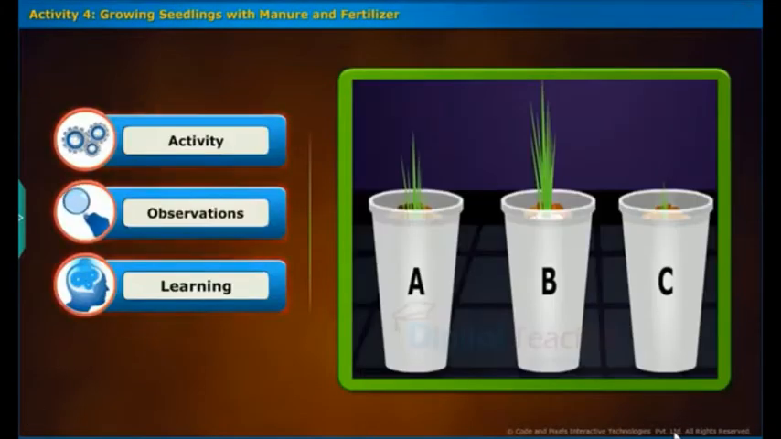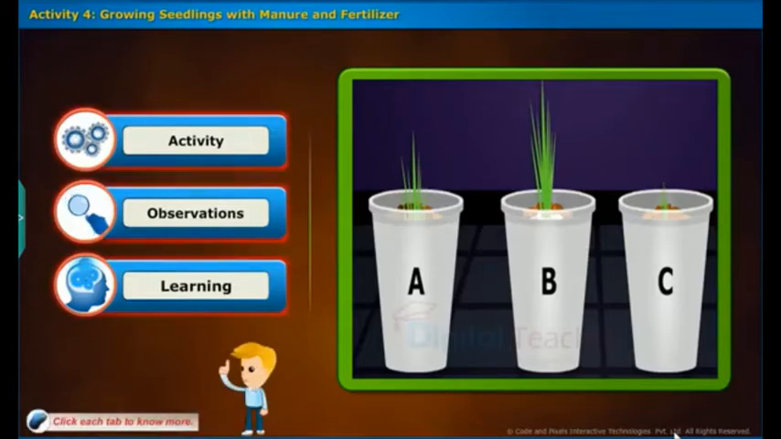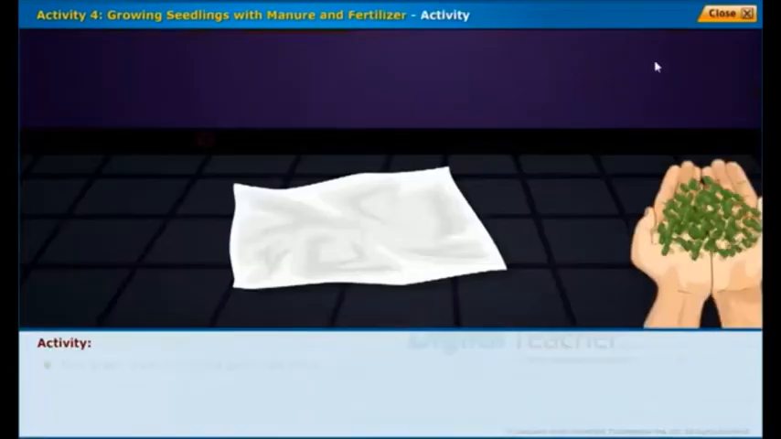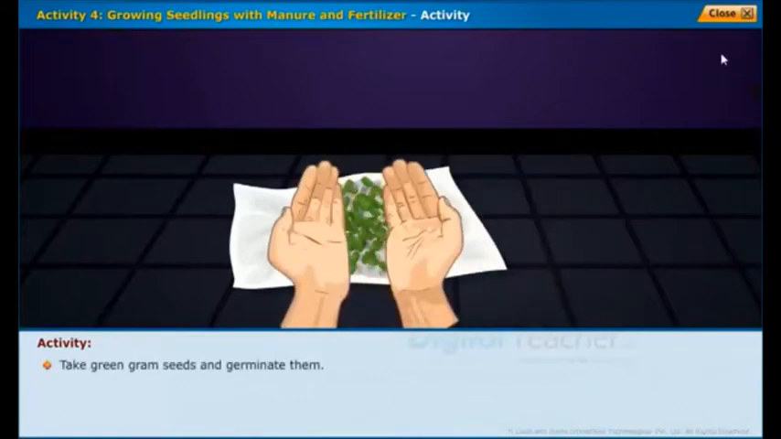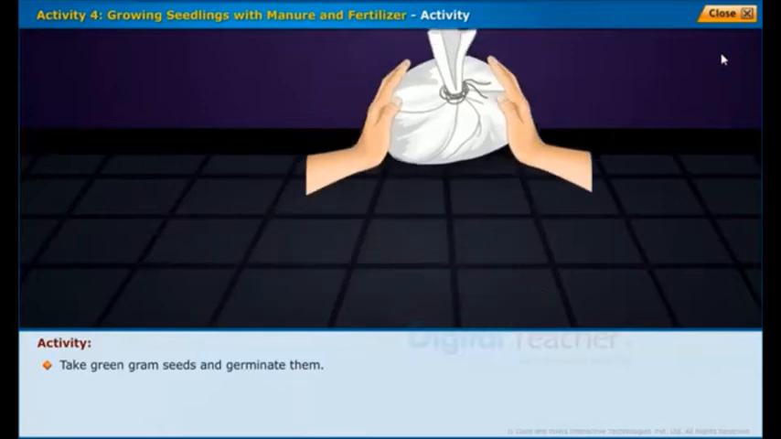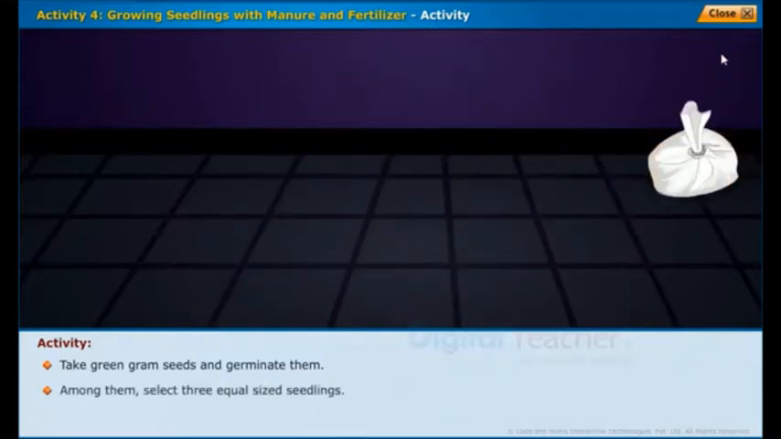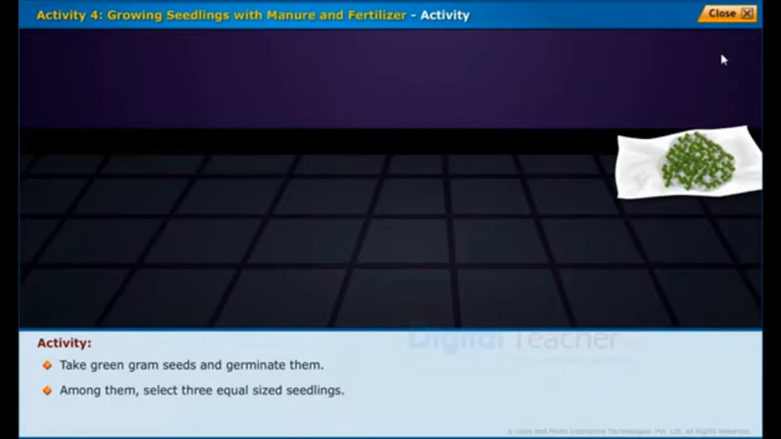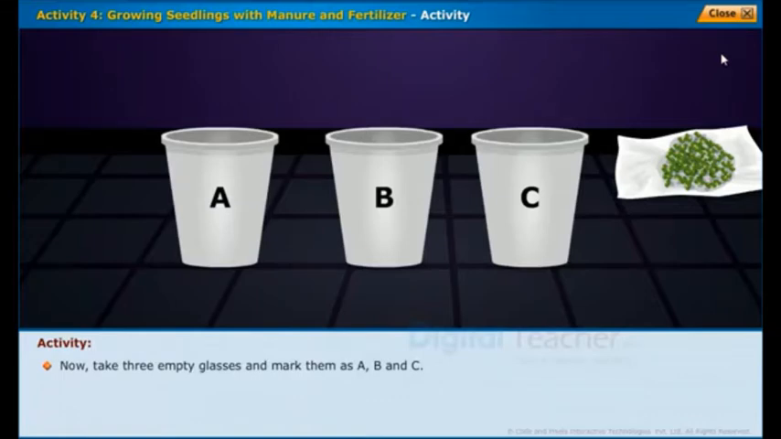Here let us perform an activity to observe the growth of seedlings with manure and fertilizer. Click each tab to know more. Take green gram seeds and germinate them. Among them, select 3 equal-sized seedlings. Now take 3 empty glasses and mark them as A, B and C.